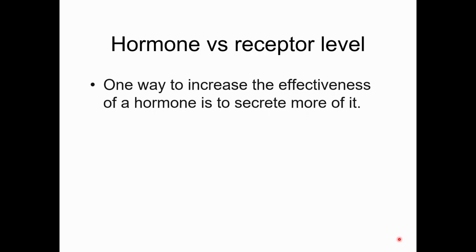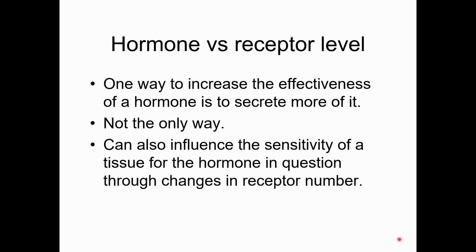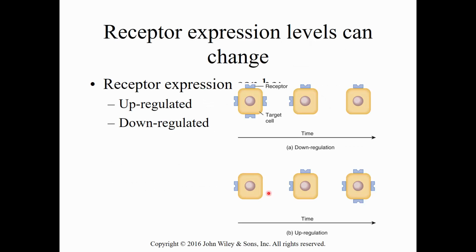Now, what about this hormone versus receptor level? Because certainly, if you wanted to have a hormone effect, you could secrete more hormone. But that's not the only way to regulate a hormone response. You can also influence the sensitivity of a tissue for the hormone in question through changes in receptor number.